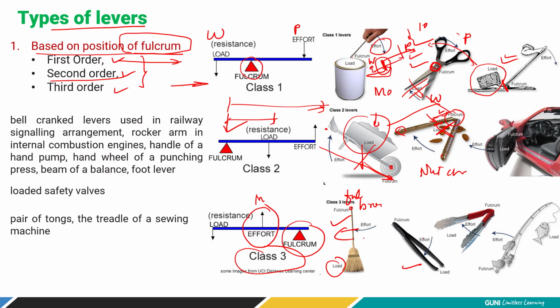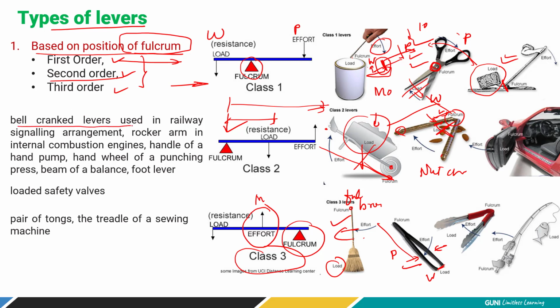Now just look at the fork. A fork is also a classic example of third order, right? Here we are applying the effort, effort P, and the load is over here. So based on this, we have these three types of classification.